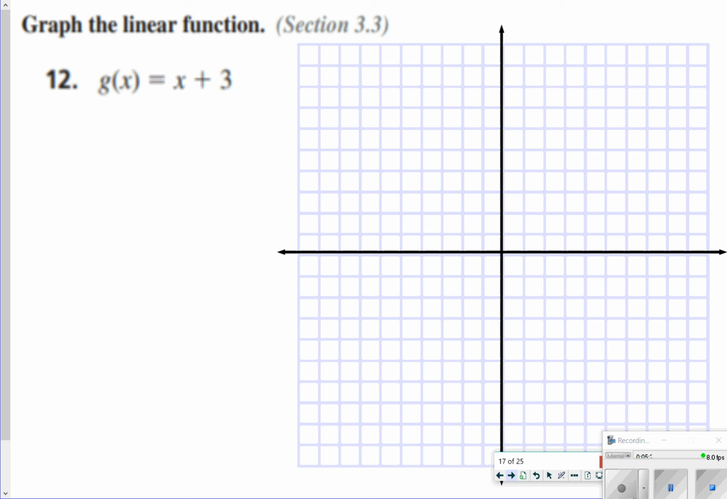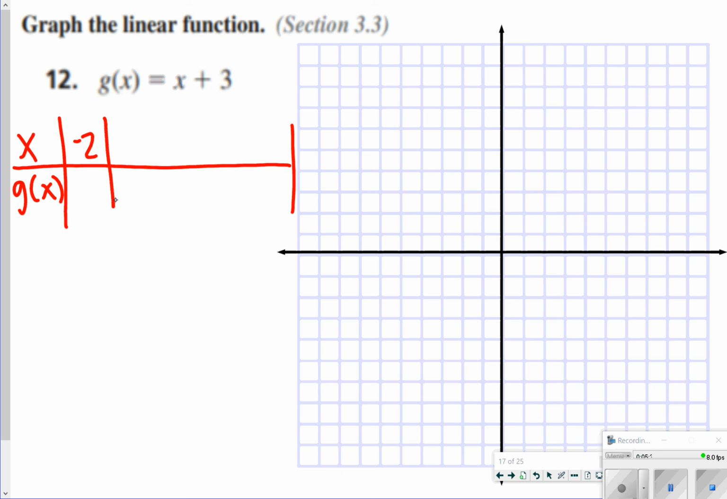Number 12, you're just graphing. Remember with these, you're doing graphing with an input-output table. We will eventually learn how to graph differently, but for now we can just do -2, -1, 0, 1, and 2.